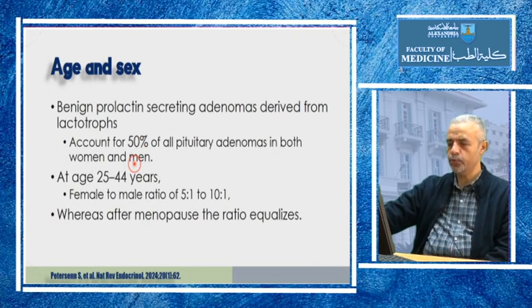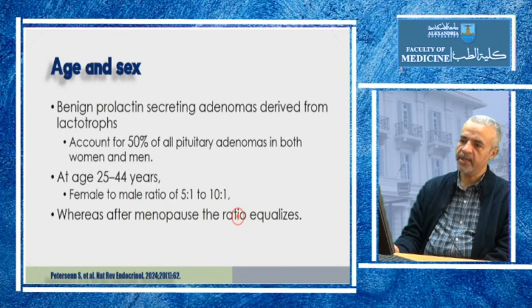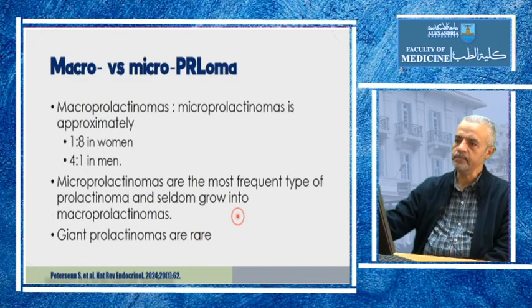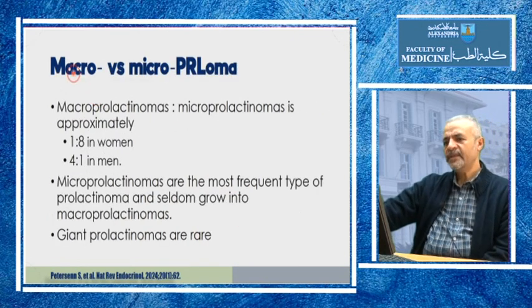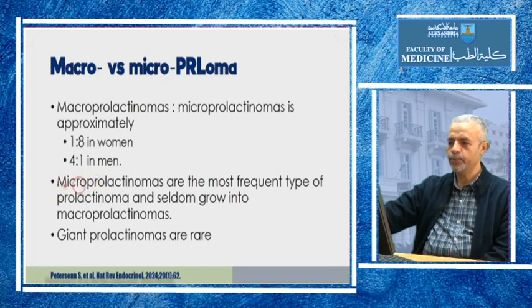The sex distribution differs according to the age. So for premenopausal women, actually females are more affected with a ratio of 5:1 and up to 10:1. However, after menopause, both males and females are equally affected. The prolactinomas are micro, macro, or giant. So microprolactinomas are the most frequent type.